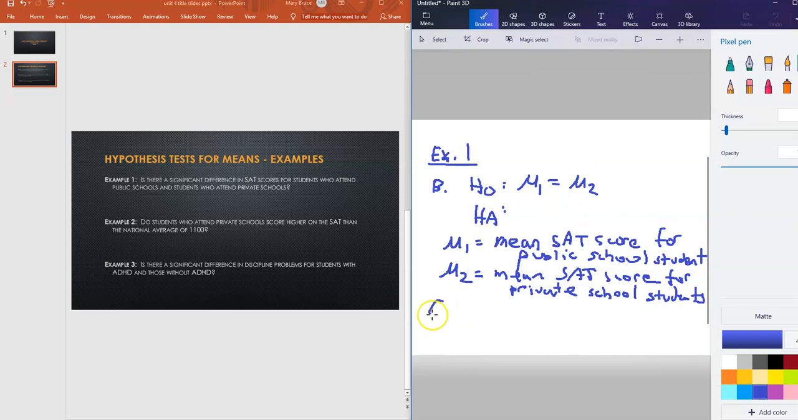In fact, that helps you already answer part C. Two-tailed test. You're not specifying a specific direction. You just want to know, is there a significant difference? And when that happens, you're going to put the not equal to symbol in your alternative hypothesis. So that's how you do part B.